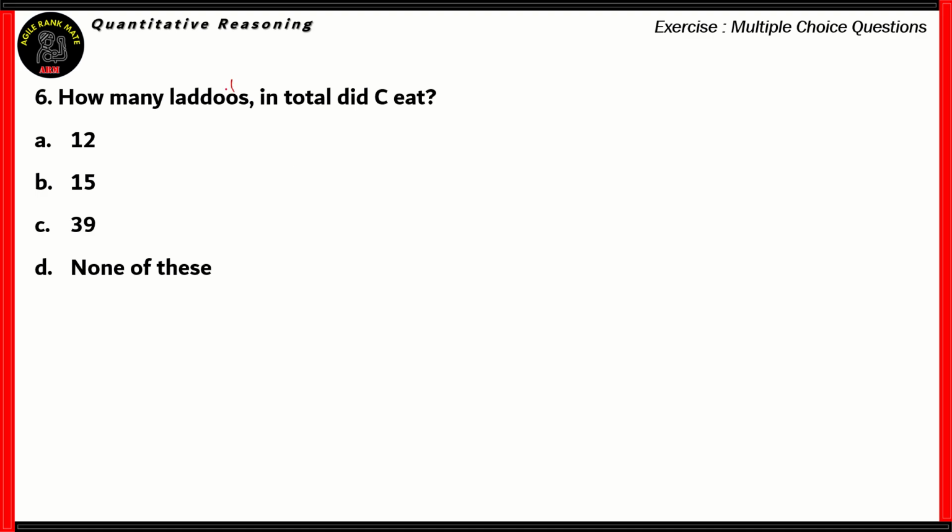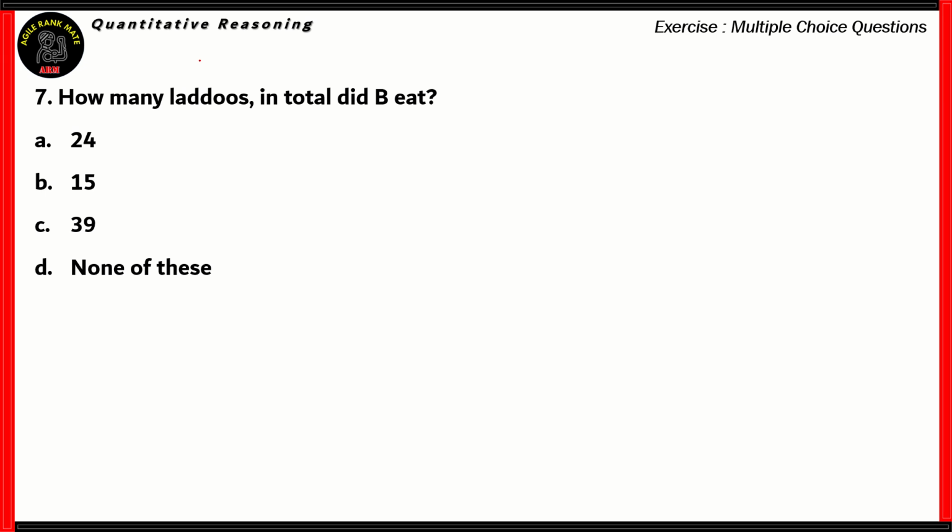Question number 6. How many laddus in total did C eat? So the total number of laddus that C ate were 3 and 12. The addition of 3 and 12 gives you 15. So option B, 15, is the right answer. Option A, 12, is wrong. That's the number of laddus C ate during his first share. And option C, 39, is the total number for B. So option D, none of these, is also incorrect because we found out that B is the right answer.